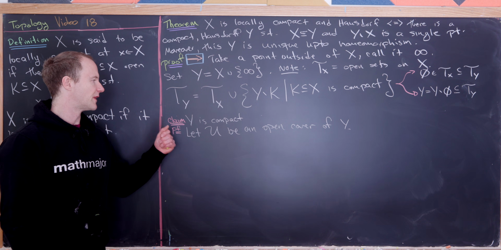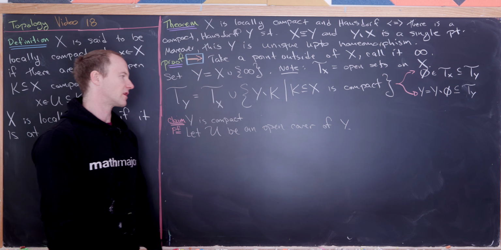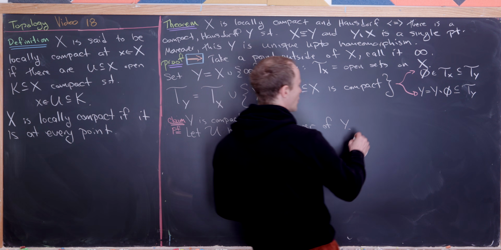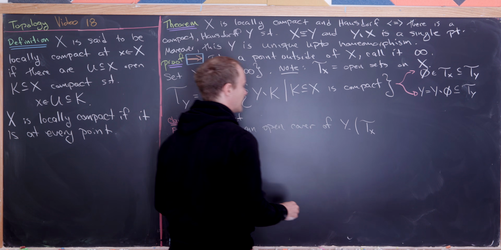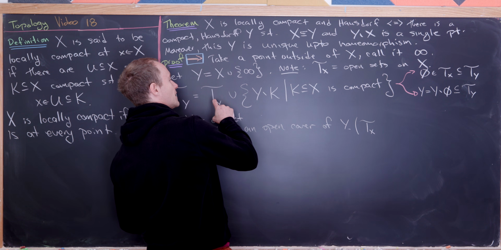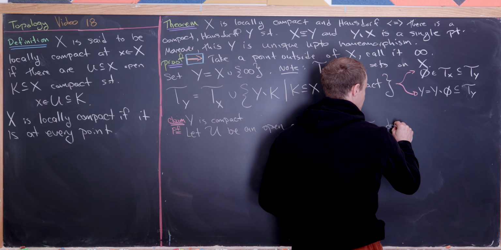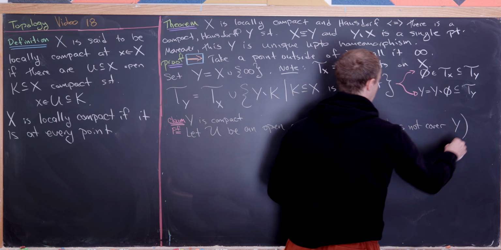All right, so now we'll prove that Y is compact. So let's start with an open cover of Y. We'll call that U. And now let's note the following, and that is if we take all open sets of the form T sub X, so in other words, original open sets from X, this does not cover Y.